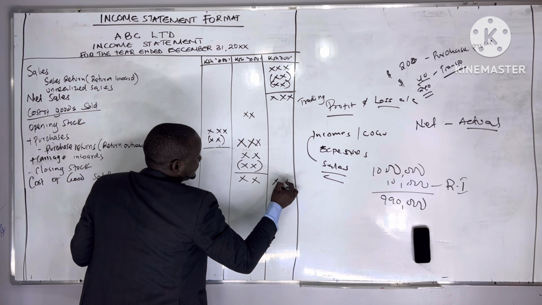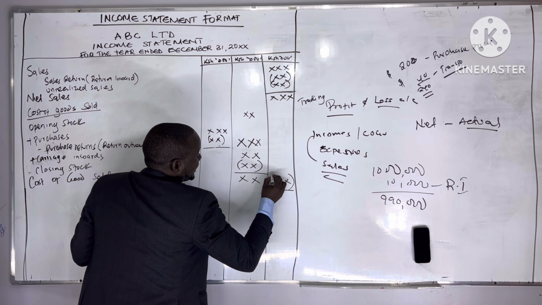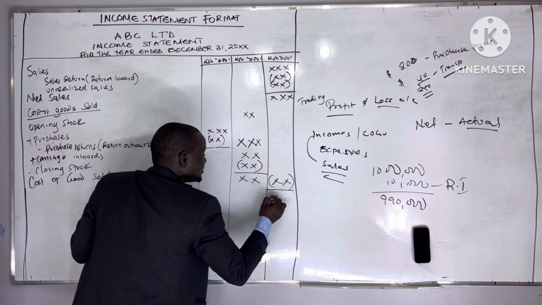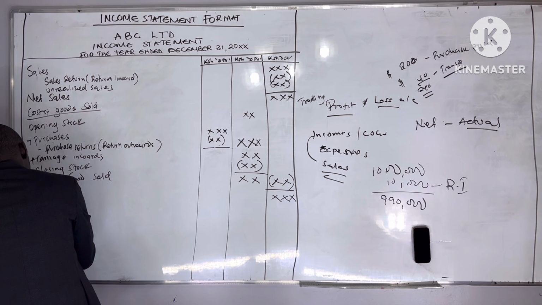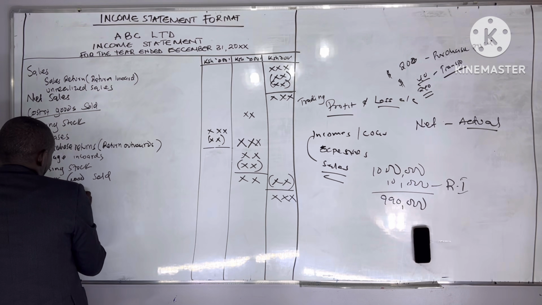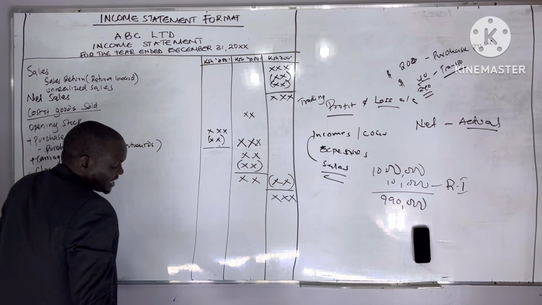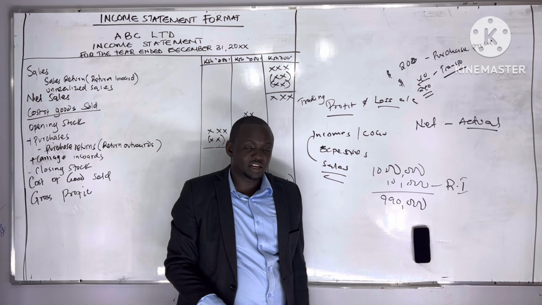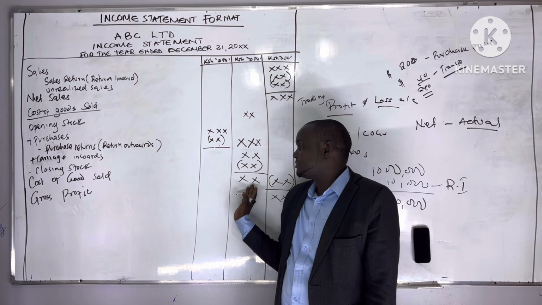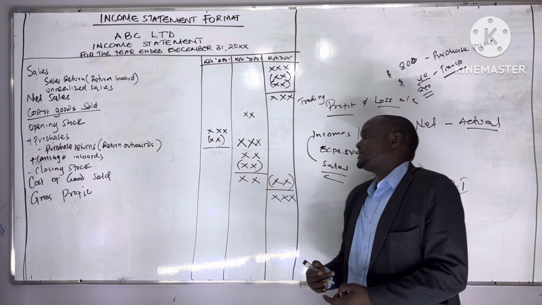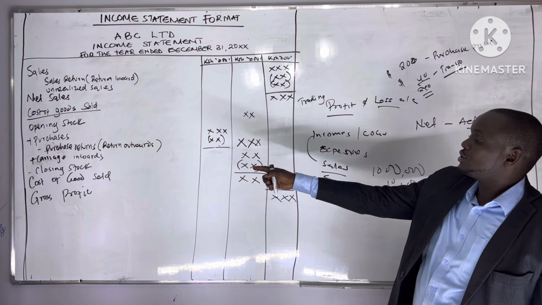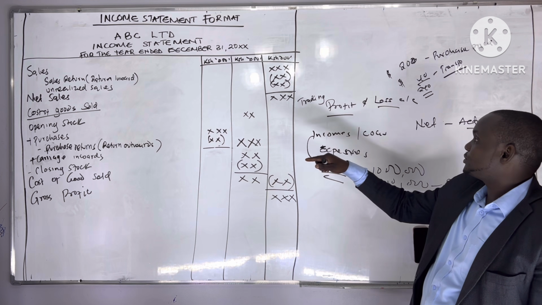And this one I carry the same here. I take this minus this, and what I get here is gross profit. We shall be doing an example in the next lesson, and you shall be able to see this in the next video. What am I saying here? I'm saying this: closing stock you minus in order to know how much you sold.